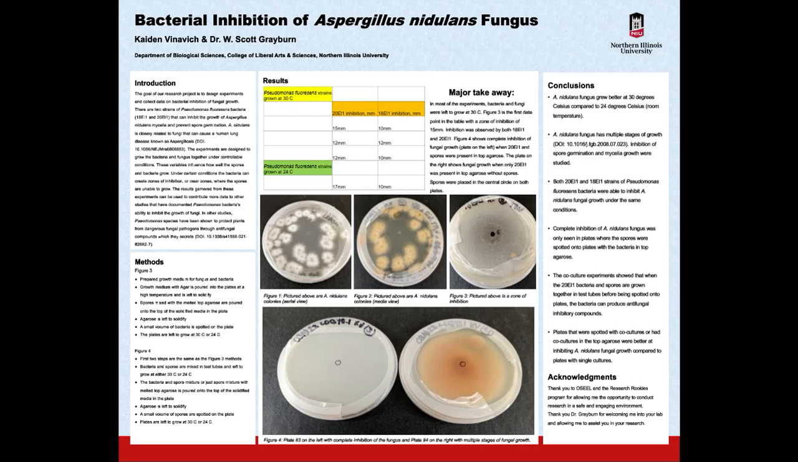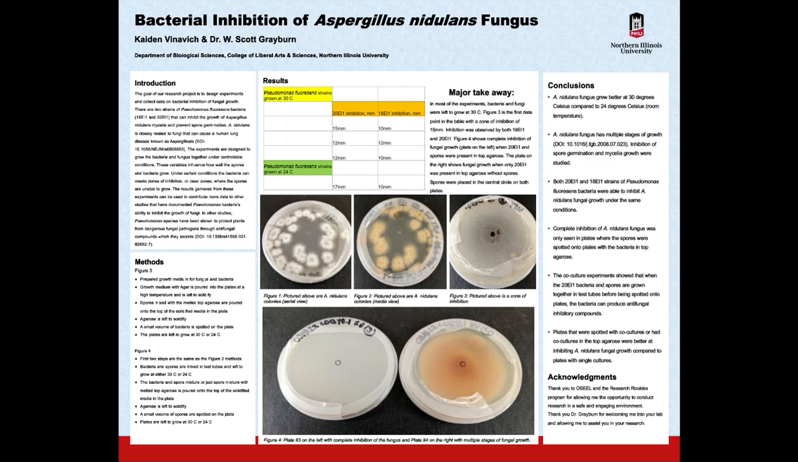Today I will be presenting the research that I conducted these past 2 semesters under the guidance of my faculty mentor, Dr. Scott Grayburn. My research looked at the bacterial inhibition of Aspergillus nidulans fungus. I primarily worked with 2 different strains of Pseudomonas fluorescens bacteria, which Dr. Grayburn had isolated and named 18EI1 and 20EI1 respectively. Both these strains of bacteria have the ability to inhibit the mycelial growth and spore germination of Aspergillus nidulans. This fungus is closely related to fungi that can cause a human lung disease known as aspergillosis.